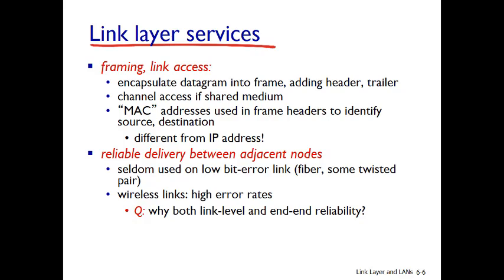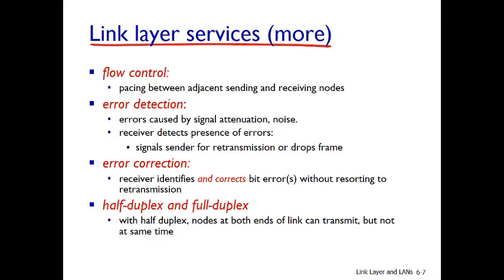Some link layers provide for reliable delivery between adjacent nodes. It's not used very much on low error rate links such as optical fiber. But on wireless links, where we have high error rates, then you might see reliable delivery. And we need this on some links because you may actually be able to catch an error on a short link well before your end-to-end protocol catches that error. So you get the performance benefit. Some other link layers provide some flow control, which is basically pacing between adjacent sending and receiving nodes.